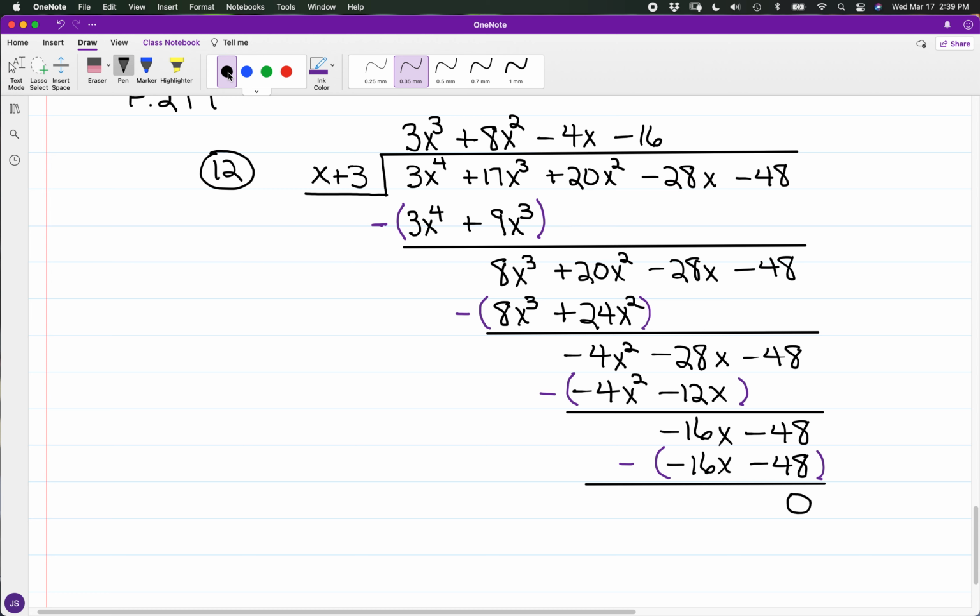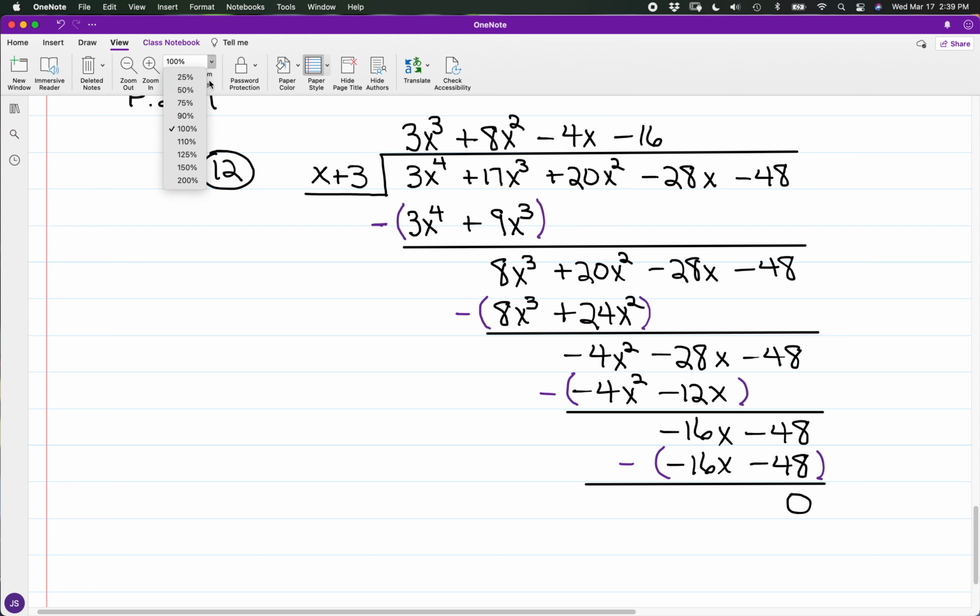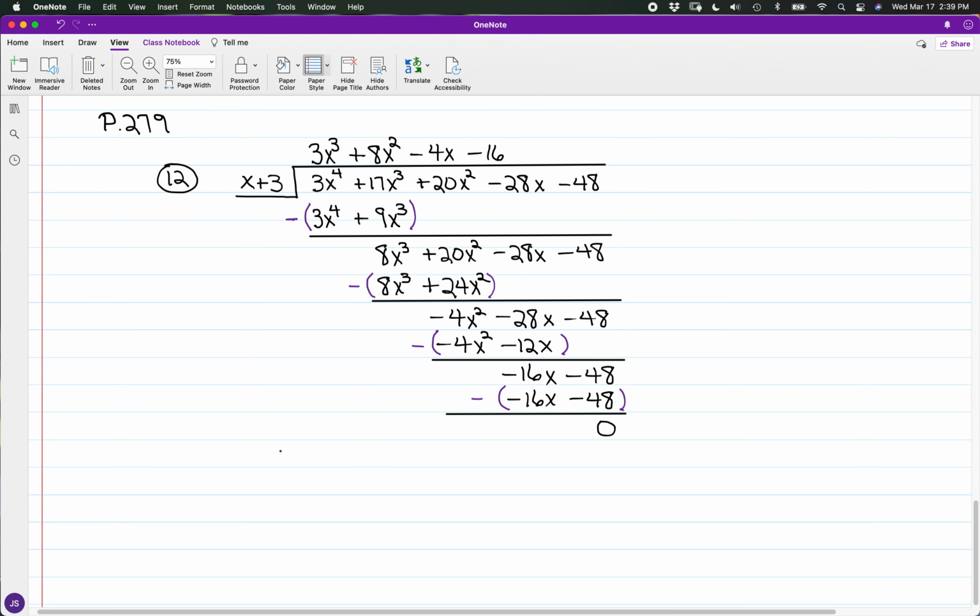Just for the results here, now we have the quotient. Again, that is going to be 3x cubed plus 8x squared minus 4x minus 16. And for the remainder, that is the last difference here, so that's going to be 0.